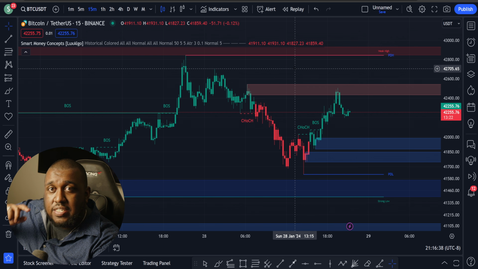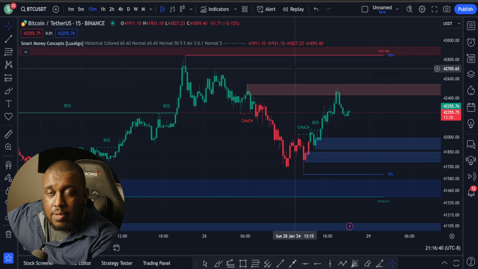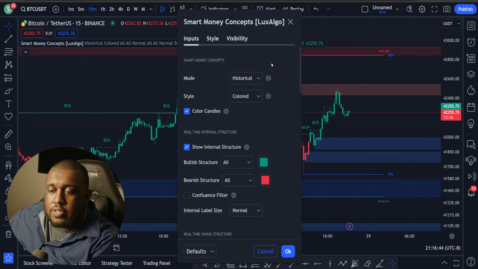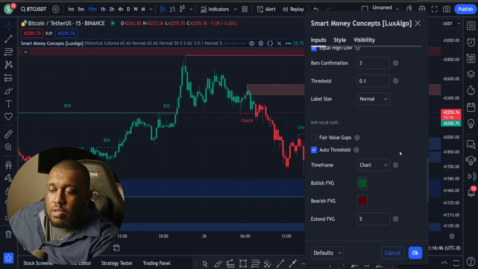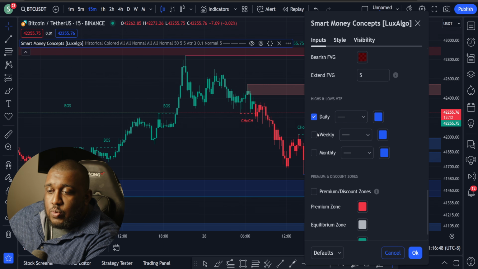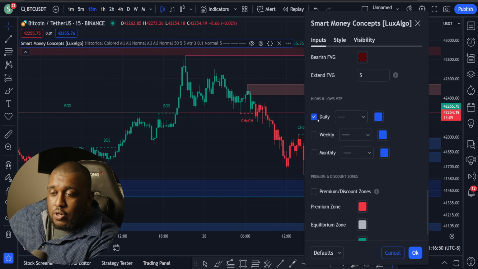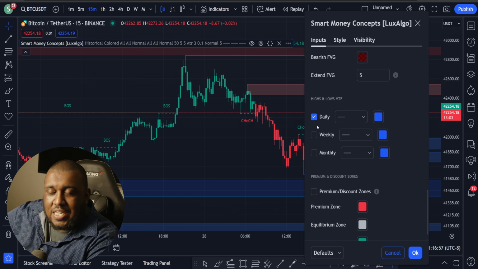All right. Sometimes we just have a little bit of a wick. We test it, then we get back down. But it is important that you understand those order blocks are going to be more important here. Now, you have different options. You have dailies, weeklies, and monthlies. Dailies are important. Weeklies are more important. Monthlies are more important than weeklies and dailies. Just keep that in mind.